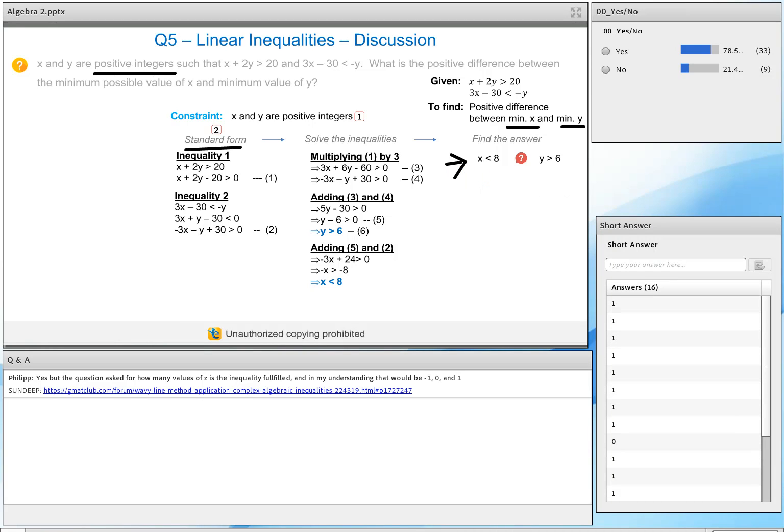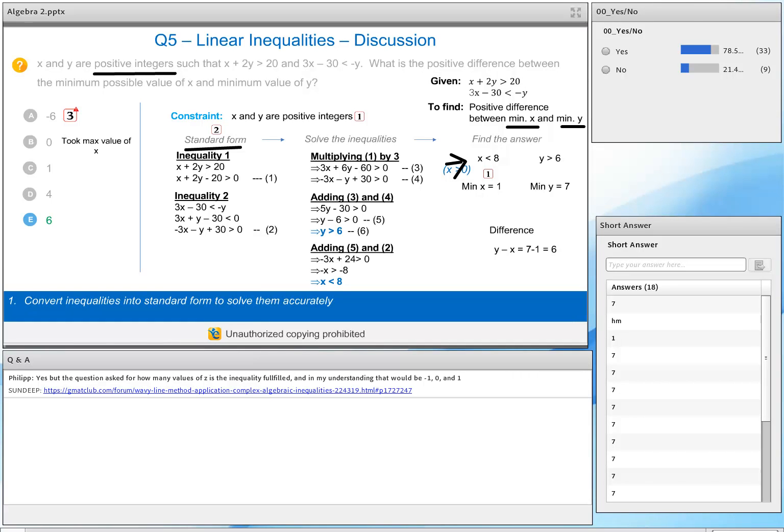How about the minimum value of y? What is the minimum value of y? y is greater than 6, so the minimum value of y is 7. Absolutely right. Now all you have to do is 7 minus 1. That's it. Calculate the difference.